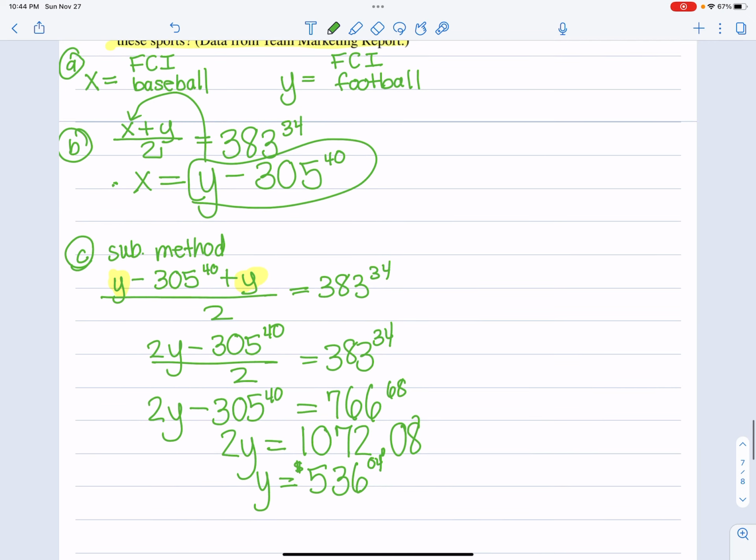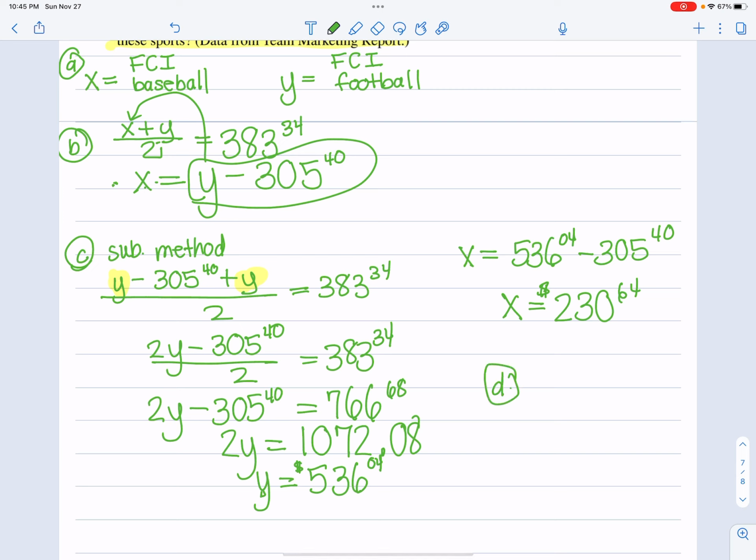Now, I could take the first equation or the second equation, solve for X. Might be easy for you all to take the second equation. So let's do it. X equals 536.04 minus 305.40. And I get that X equals $230.64, right? That's what I get. And I'm definitely going to add the money symbol in my answer. Even if I didn't add it right now, I'm going to add it in my answer. Okay? So let's write our answer right now.